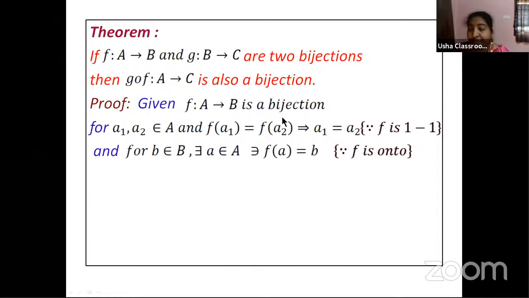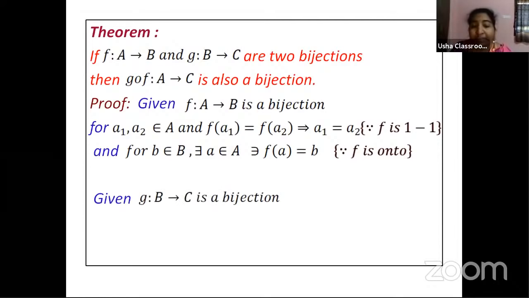Bijection is telling you that F is 1, 1 and also onto. That means the function F is satisfying both the conditions. Not only this, children, you are given function G also, which is a bijection. So G is 1, 1, G is onto. All right. So you are given G maps B to C is a bijection.